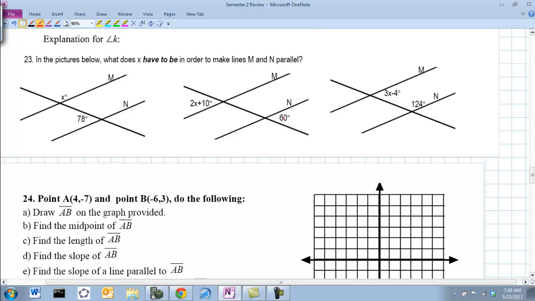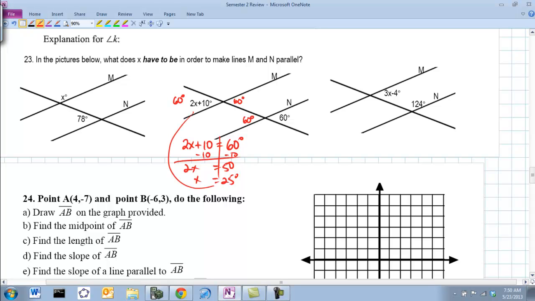So if this was 60 degrees, we would know automatically this is 60. And then these two should match up here. So this has to be 60, and this has to be 60. Now I'm ready for my equation. I've got 60 degrees, and I've got 2x plus 10. That means they must be the exact same thing. So 2x plus 10 must equal 60 degrees. So I solve: minus 10, 2x is 50, x is 25.